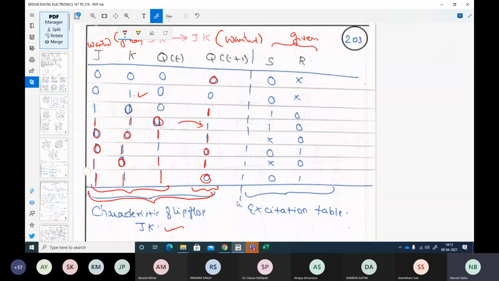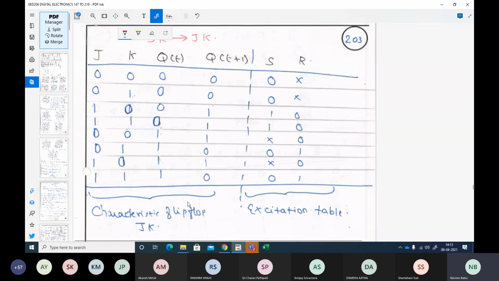Now what you should do is fill the excitation table. Whenever you are filling the excitation table, what are the columns that you will look at? Let me clear the highlights. Okay, now what are the columns that you will look at? You will look at the last four columns, which means these are the inputs and these are the outputs, and you will look at the excitation table.